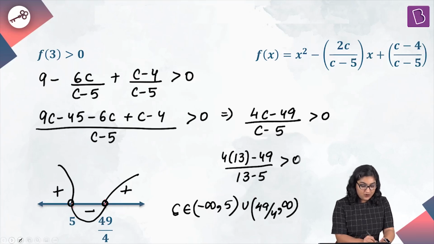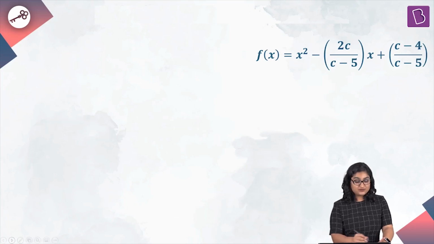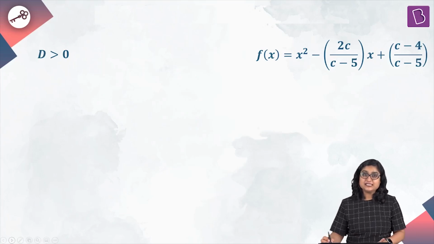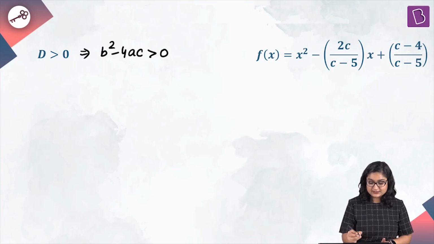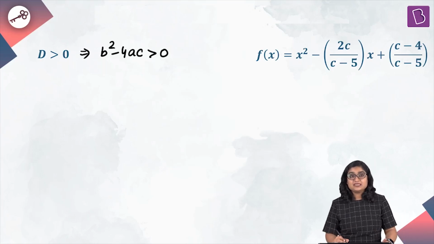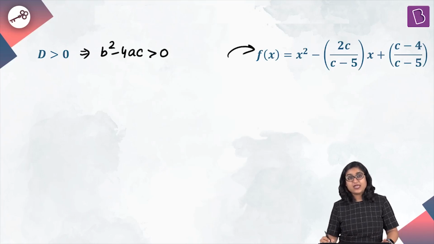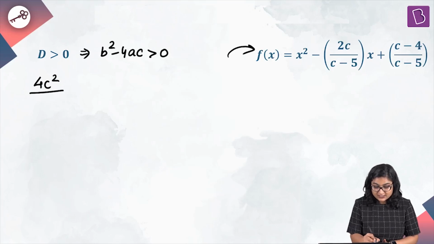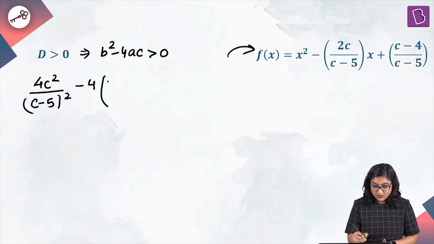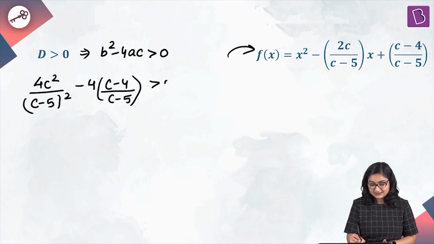Alright. Now the fourth and the final condition, which is D greater than 0. We know D is equal to B square minus 4AC. So what we will get is B square minus 4AC is greater than 0. Now if we put the values of B, A and C from the f of x, what we will get is 4c square divided by c minus 5 the whole square, minus 4 times 1, which is 4, times c minus 4 divided by c minus 5, and this is greater than 0.